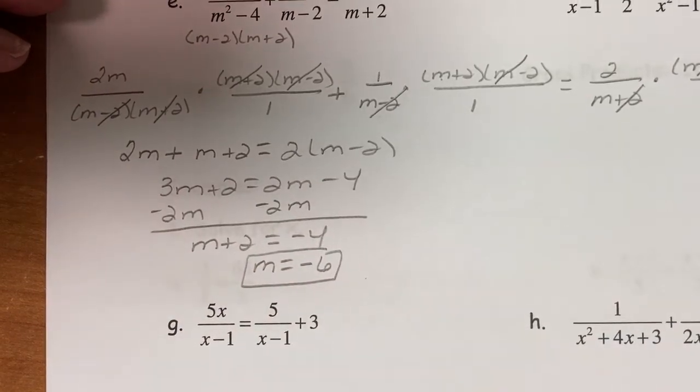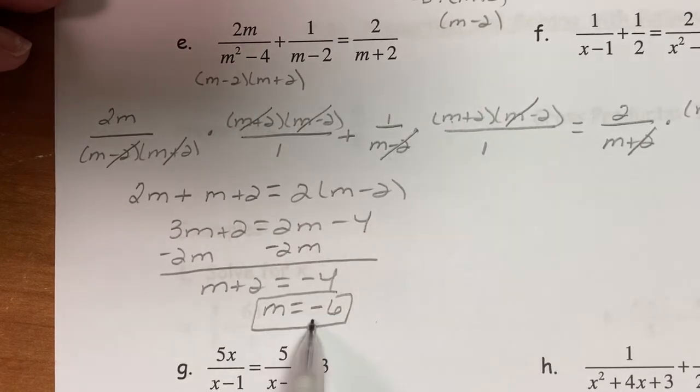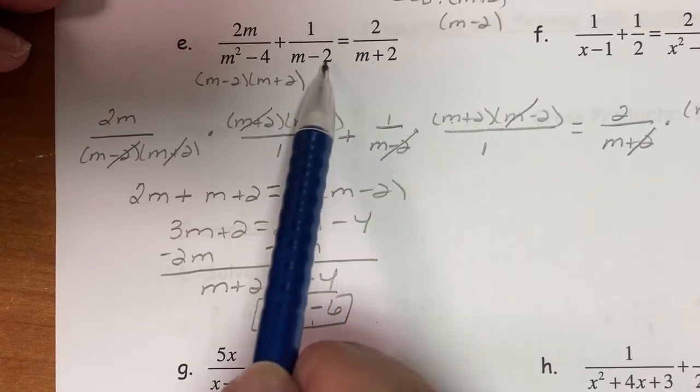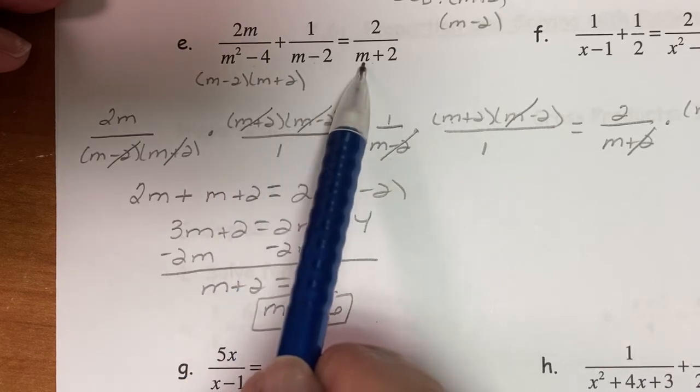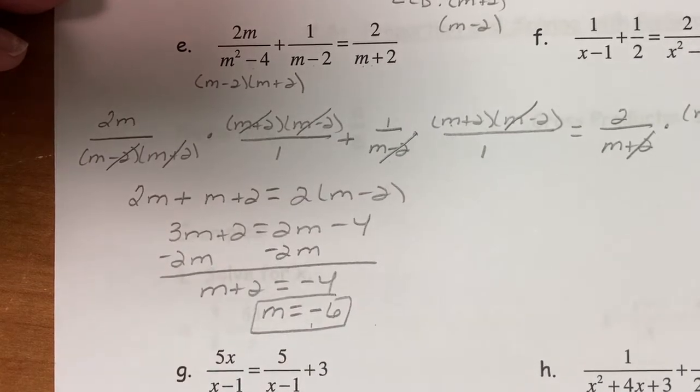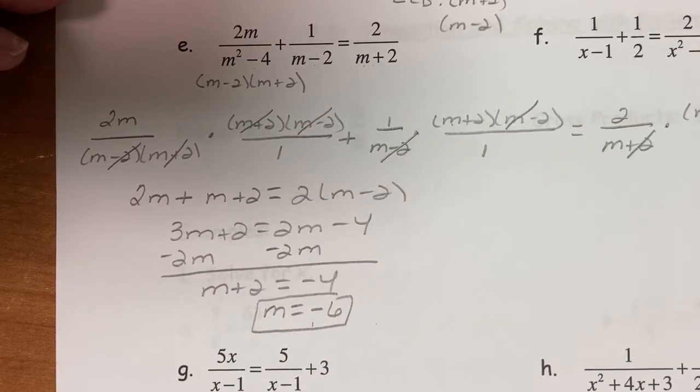Now let's do a quick check. Well, negative 6, if I plug that into any one of these denominators, will it make that denominator equal to 0? No, it will not. So m equals negative 6 is a perfectly good answer.